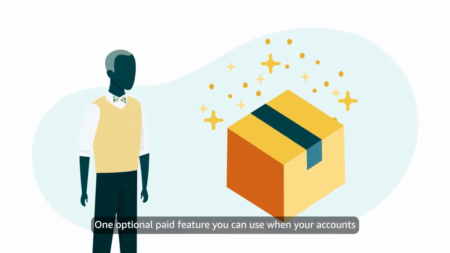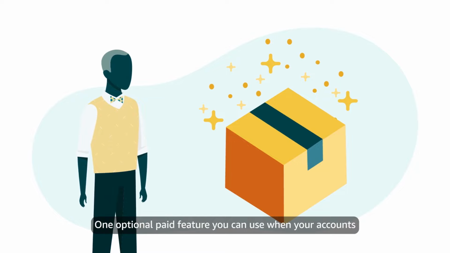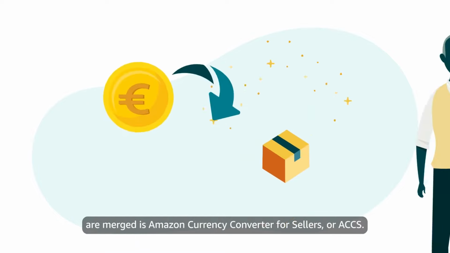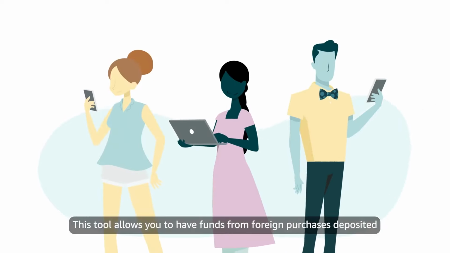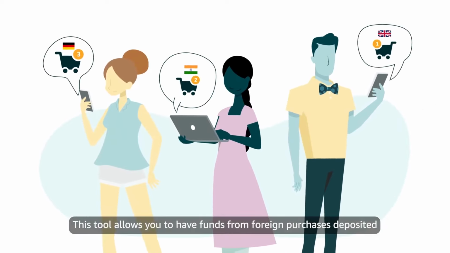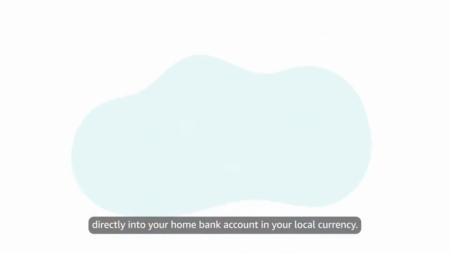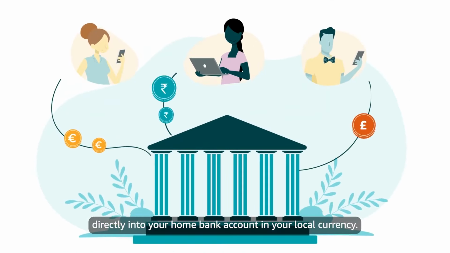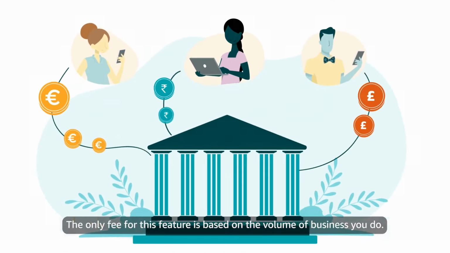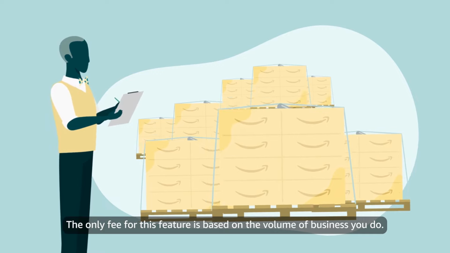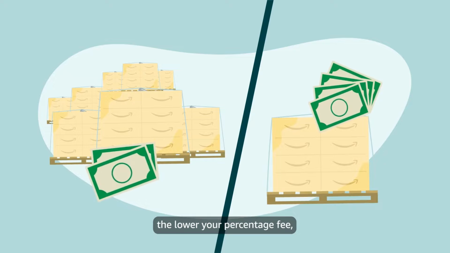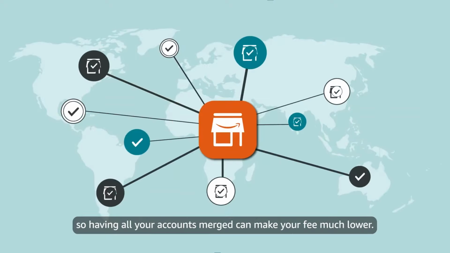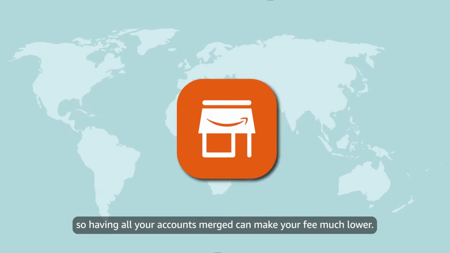One optional paid feature you can use when your accounts are merged is Amazon Currency Converter for Sellers, or ACCS. This tool allows you to have funds from foreign purchases deposited directly into your home bank account in your local currency. The only fee for this feature is based on the volume of business you do. The greater your sales volume, the lower your percentage fee. So having all your accounts merged can make your fee much lower.